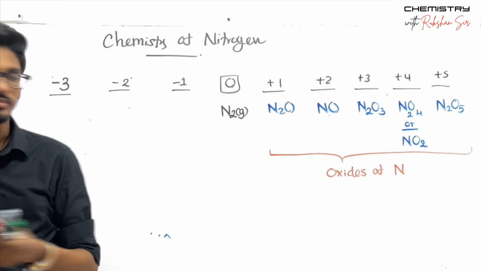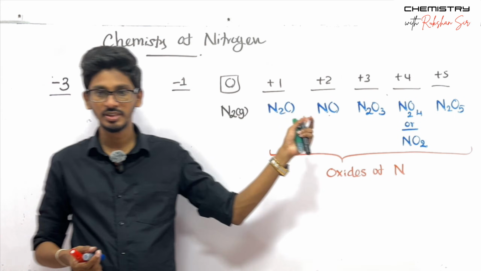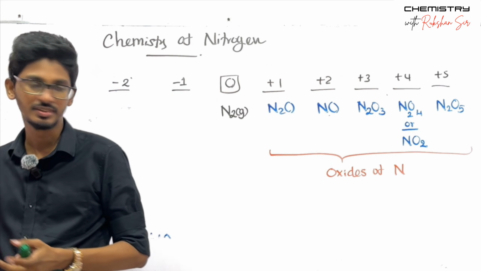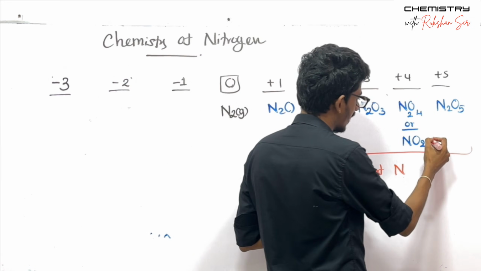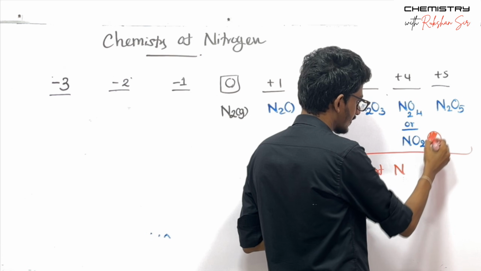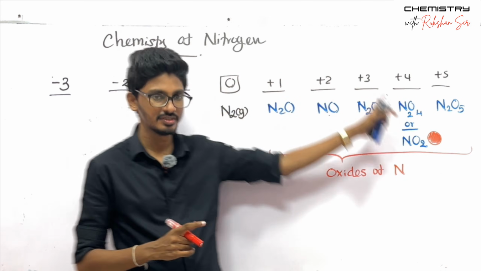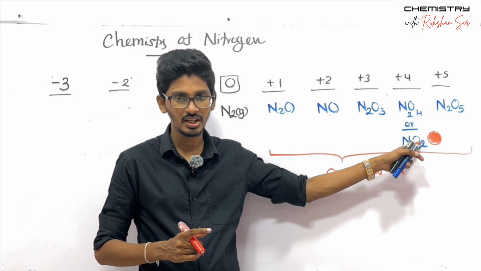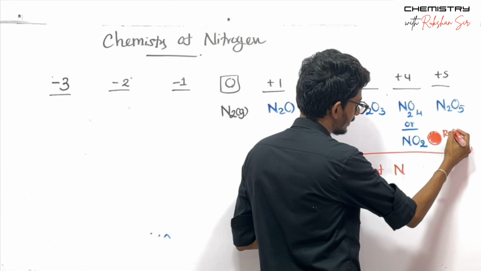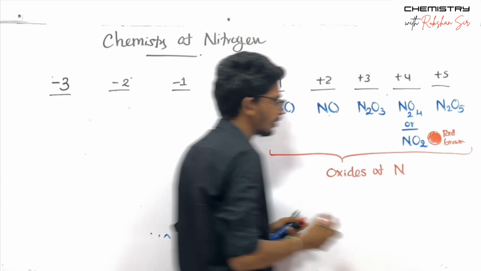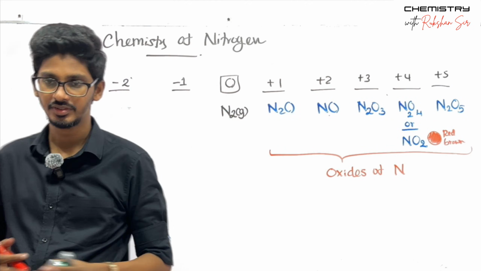Let's discuss a bit more about these. When it comes to the colors of these oxides, only one oxide is colored, which is NO2. All the others are colorless. All of these are gases, and only this one is red brown. All others are colorless gases.